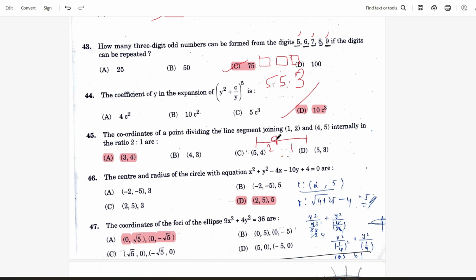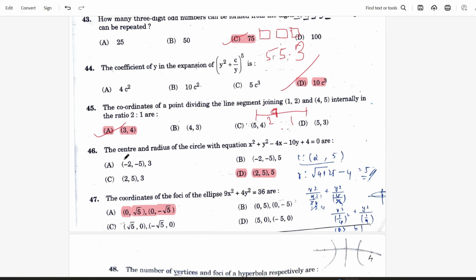So there is a formula for this, the section formula for internal division. By applying that formula you get the answer, option A, 3 comma 4, the point which is dividing in the ratio of 2 is to 1.